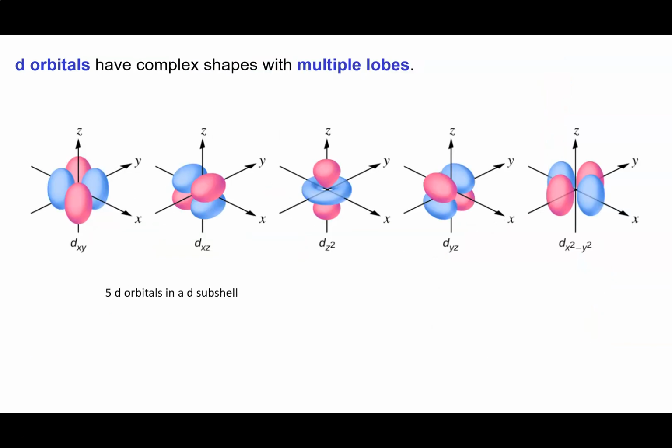Now, d orbitals. A d subshell is composed of 5 d orbitals, and d orbitals are complicated in shape. Most of them have these 4 lobes, but the dz squared has this cool one where it has like a donut around the middle, which I always kind of like. But there are 5 d orbitals that make up a d subshell.